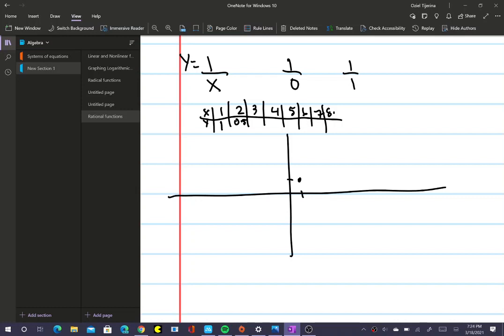Give me a second, guys. So 1 over 3 is 0.33. 1 over 4, that's 0.25. So notice as we go bigger and bigger in our x values, we get smaller and smaller in our y values.